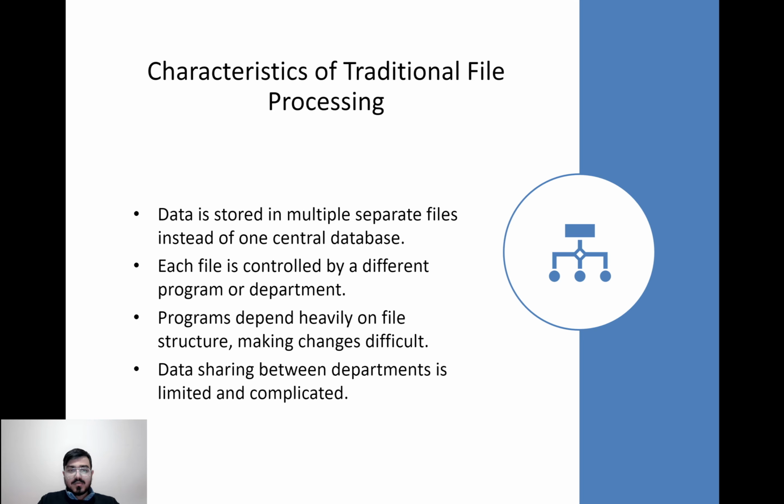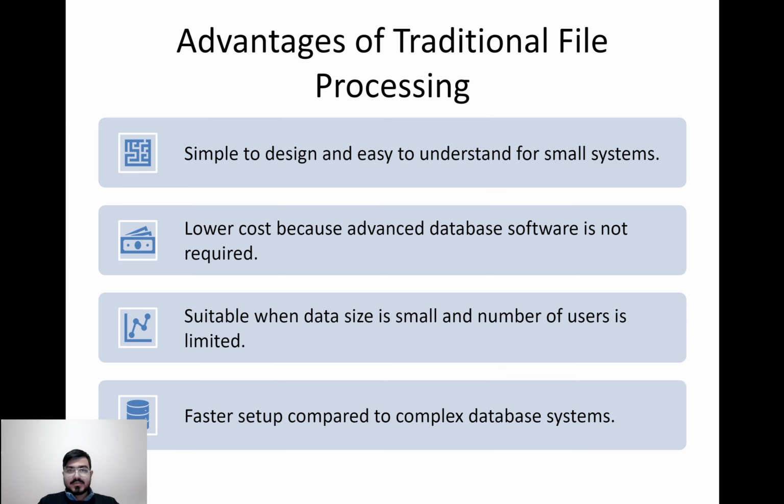So let's talk about the characteristics. First, data is stored in multiple separate files instead of one central database. Second, each file is controlled by a different program or department. Third, programs depend heavily on file structure. That means if we change the file format, we may also need to change the program. And fourth, data sharing between departments is limited and complicated. So overall, traditional file processing is not flexible when data increases. So let's move to the next one.